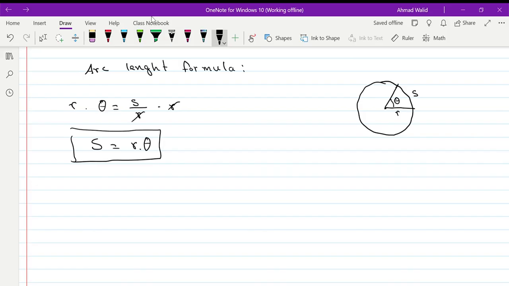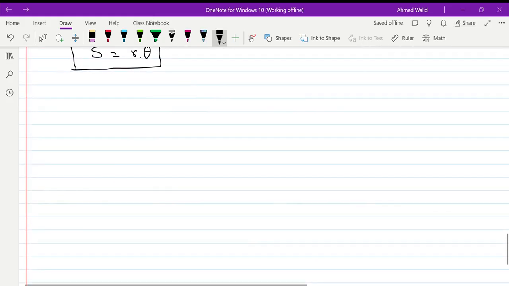One more formula, then few examples. Sector area formula.